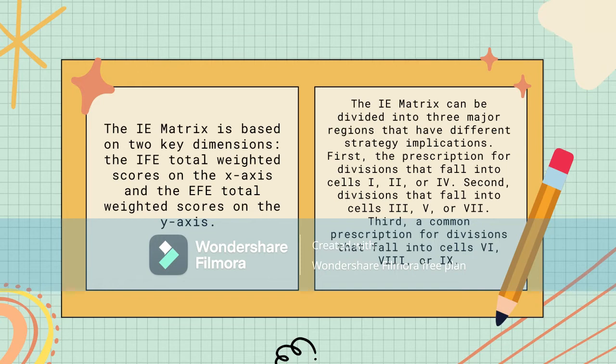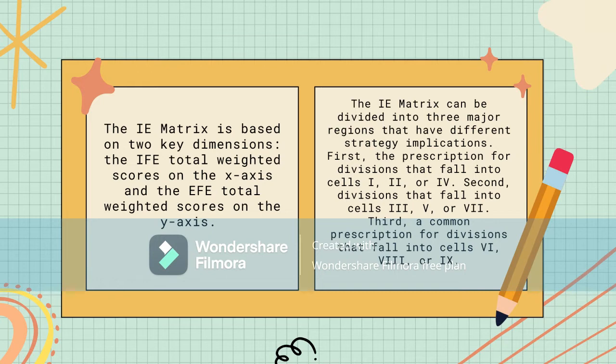So first, the prescription for divisions that fall into cells 1, 2, or 4. Second, divisions that fall into cells 3, 5, or 7. And third, a common prescription for divisions that fall into cells 6, 8, or 11.